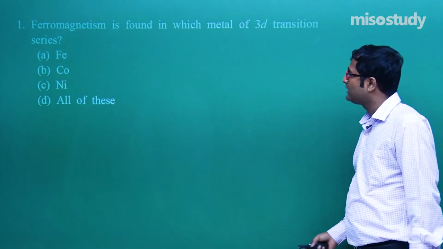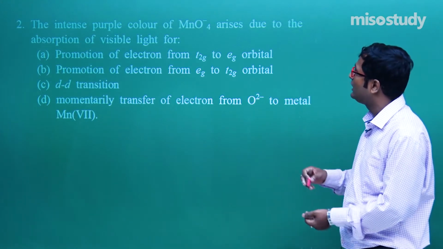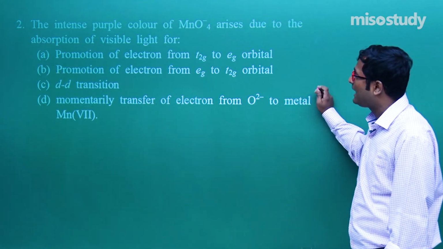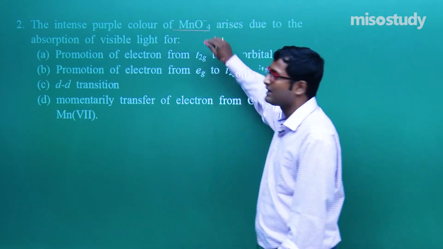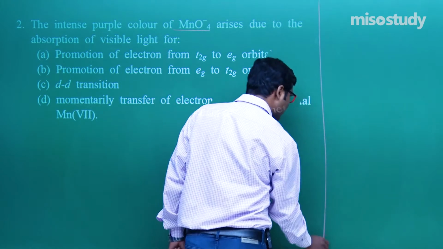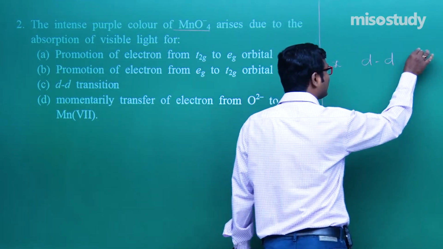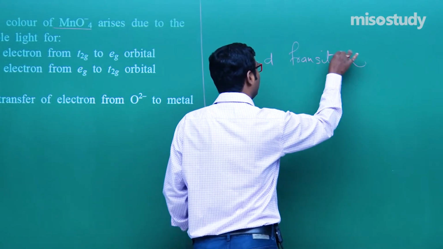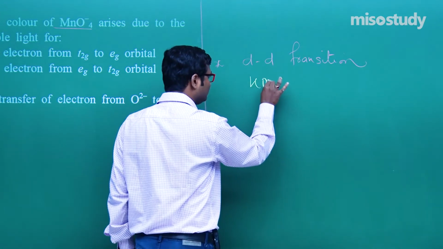The next question is question number 2. The intense purple color of MnO4 minus arises due to the absorption of visible light. What I'm telling, the intense purple color. As I know, for color there are generally two factors responsible. The first one is d-d transition. Clear? If I talk about MnO4 minus, that is KMnO4.